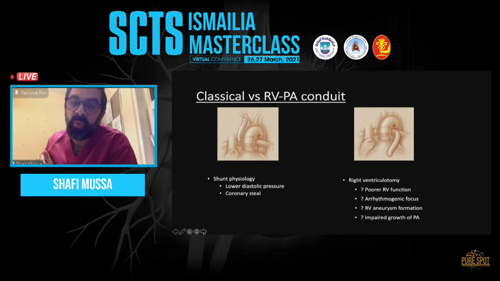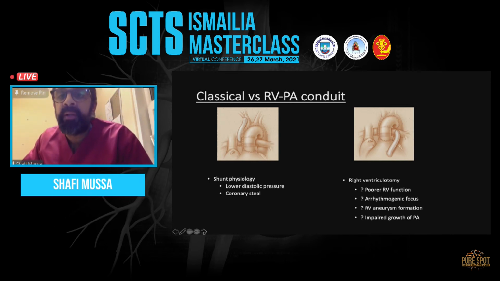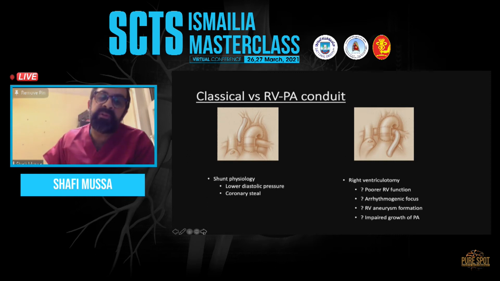So what are the advantages to this? Well, it excludes the possibility of shunt physiology, so avoiding the lower diastolic pressure and the coronary steal. But to do this operation, one needs to make a ventriculotomy, and that can result potentially in poorer right ventricular function, can act as an arrhythmogenic focus in the future, can lead to aneurysm formation in the future, and potentially can lead to impaired growth of the pulmonary arteries.